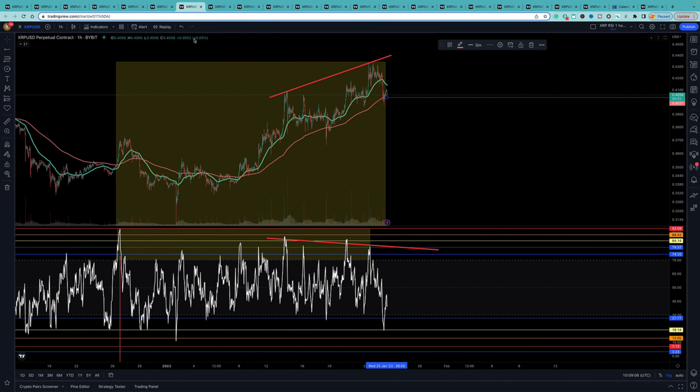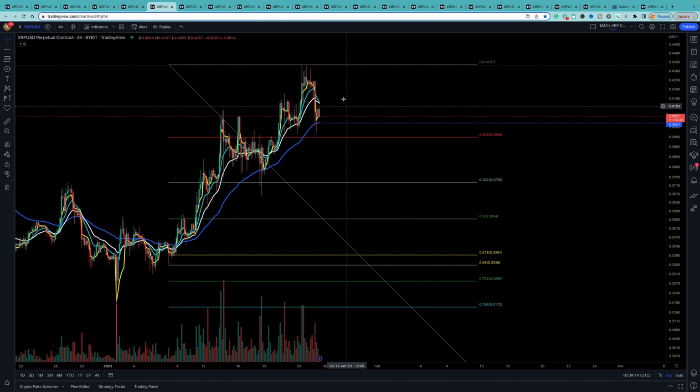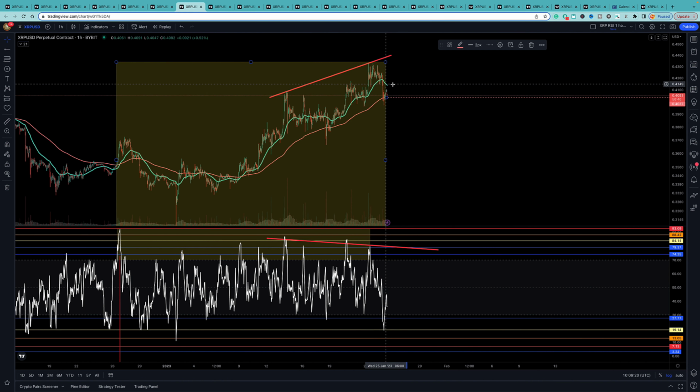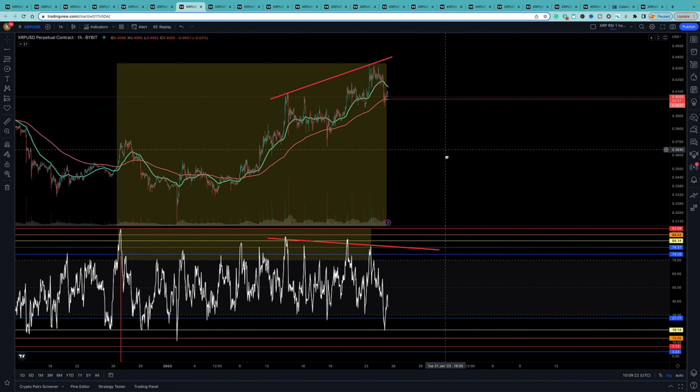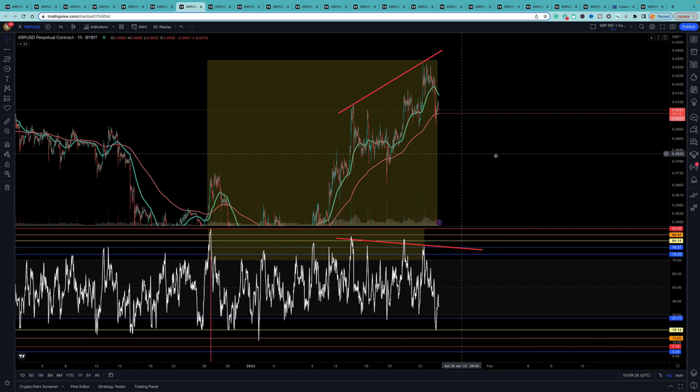Okay, so I'm confusing myself for a sec. Okay, so yeah, it does make sense, because this is on the 4 hour. So on the 4 hour, I'm looking for the 20 EMA to cross the 55. But on the 1 hour, I'm looking for the 50 EMA to cross the 200 EMA. Okay, the timelines got me confused there.